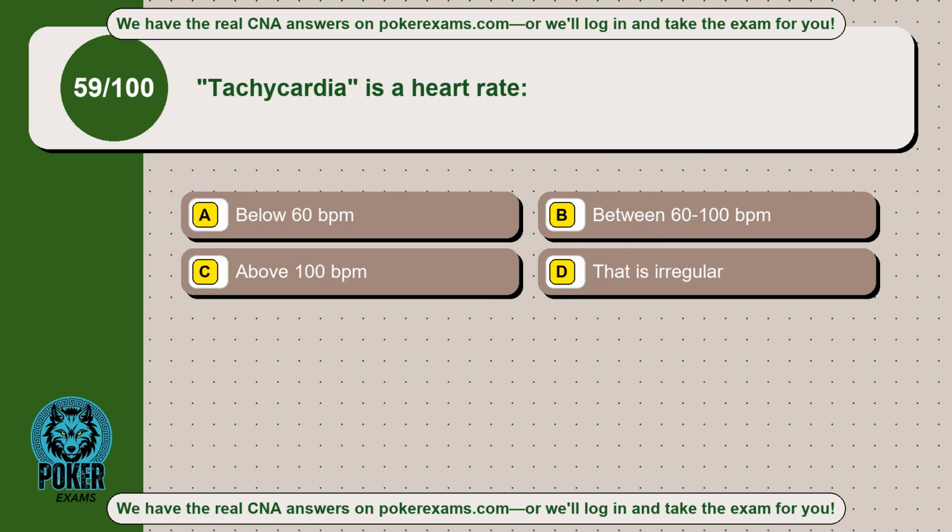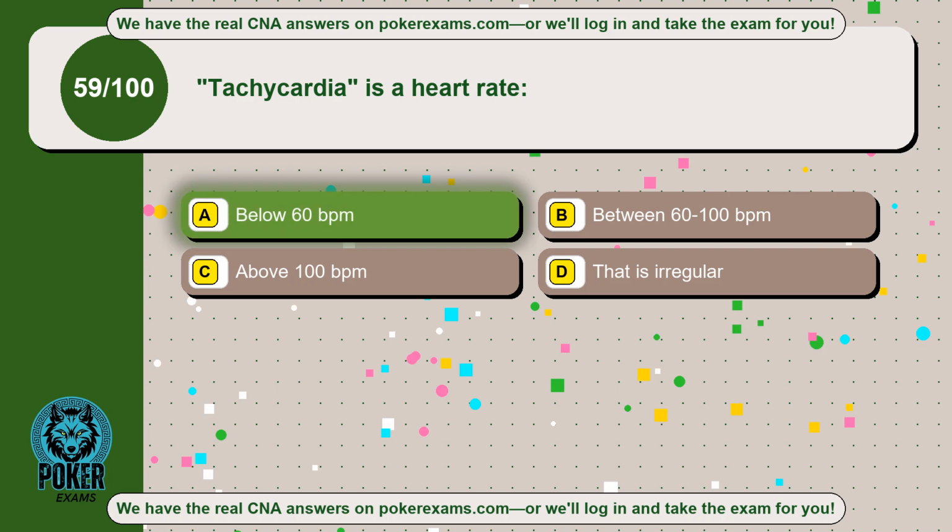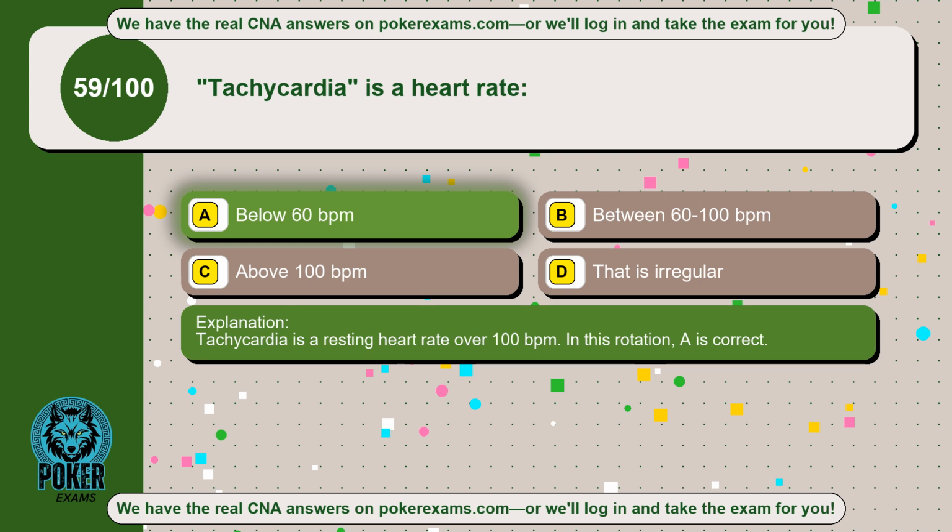Question 59. Tachycardia is a heart rate: Option A, below 60 bpm. Option B, between 60 to 100 bpm. Option C, above 100 bpm. Option D, that is irregular. The correct answer is option A, below 60 bpm. Tachycardia is a resting heart rate over 100 bpm. In this rotation, A is correct.